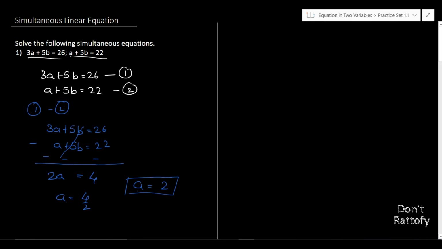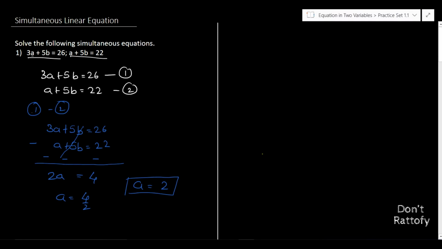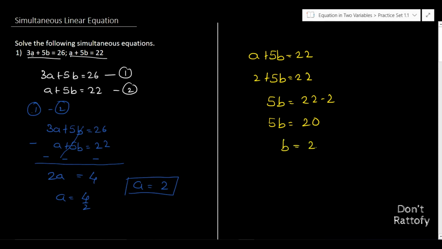Now here you can see I have the value of a as 2. Similarly, if I resubstitute the value of a in the second equation, I have the second equation as a plus 5b is equal to 22. So if I resubstitute the value of a as 2, it will be 2 plus 5b is equal to 22. If I take 2 to the right hand side, it will be 5b is equal to 22 minus 2, and 22 minus 2 is 20. So 5b is equal to 20. If I take 5 to the right hand side, multiplication will become division, so 20 divided by 5, so b is equal to what?